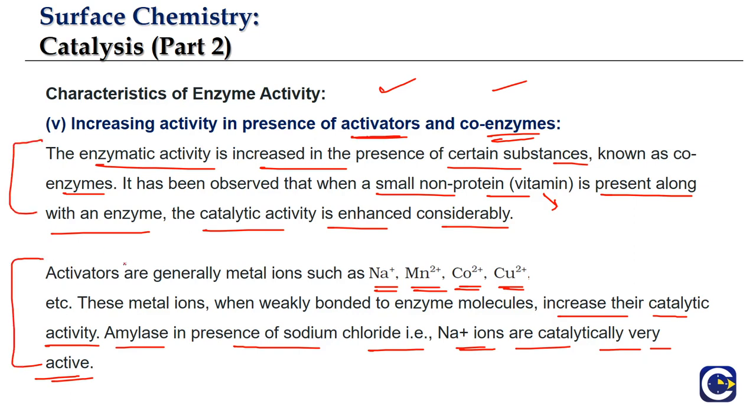So coenzymes are basically small amounts of non-protein substances which will enhance the catalytic activity. Activators, on the other hand, are typically metal ions. When present with a suitable enzyme, they will be able to enhance the enzyme activity. So the activators are more like promoters.